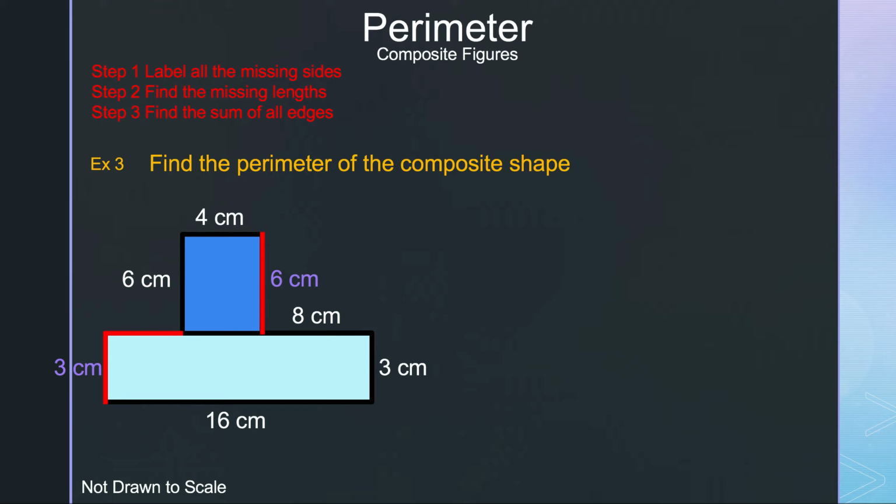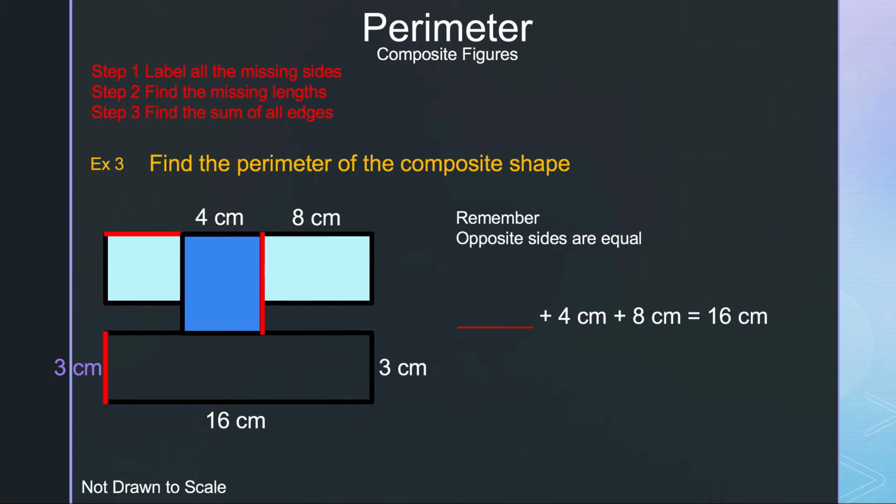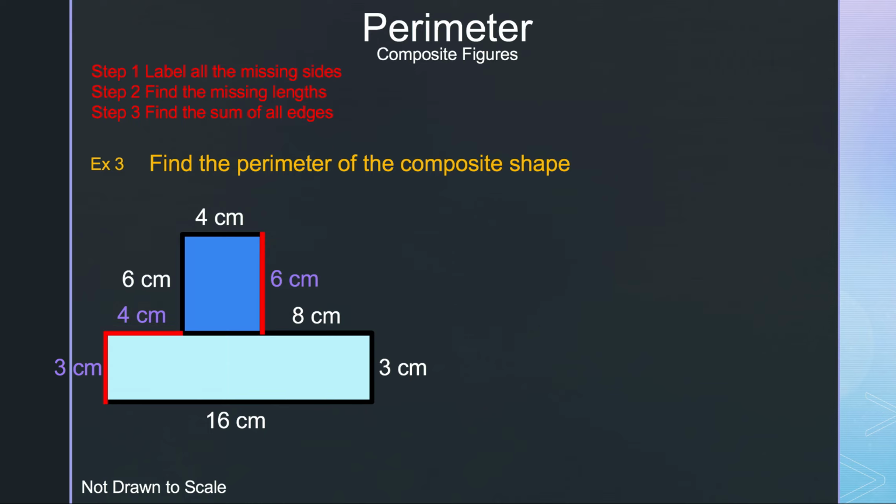And now we can find the last missing one by moving some pieces around. And we're going to move this rectangle piece up because we have 2 of the missing pieces, and we need to find the third. Because the missing piece, plus 4 plus 8 is equal to 16, which means that the missing piece is 4 centimeters. So now we can go ahead and bring it back down.